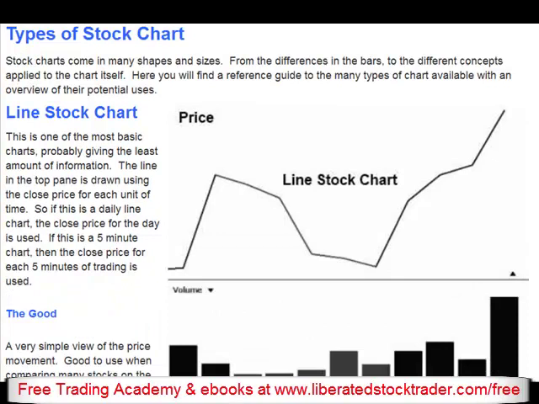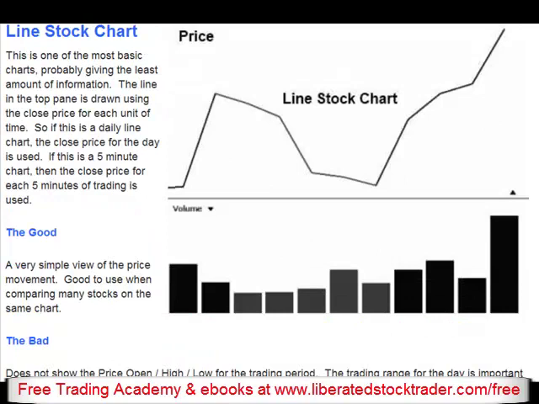Types of stock chart. Stock charts come in many shapes and sizes, from the differences in the bars to the different concepts applied to the chart itself. Here you will find a reference guide to the many types of chart available with an overview of their potential uses.